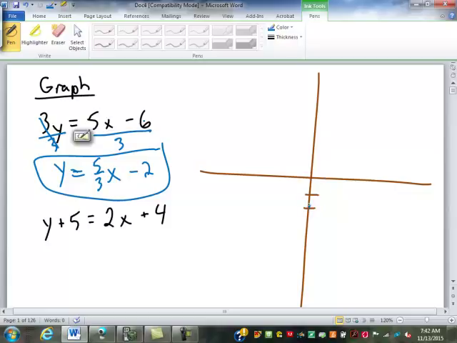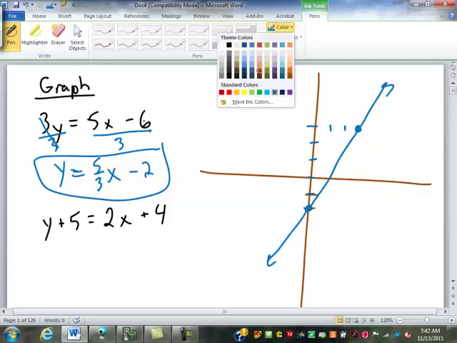So now, where do we start? On our graph, we're going to start at negative 2 right there. And from there, we're going to go up 1, 2, 3, 4, 5, and over 1, 2, 3. There's my line.